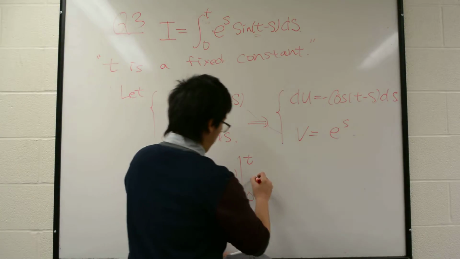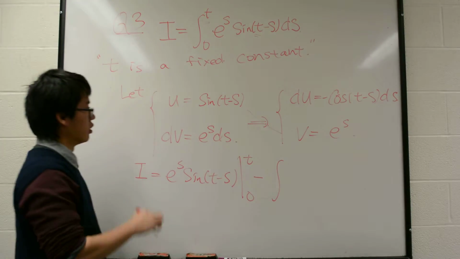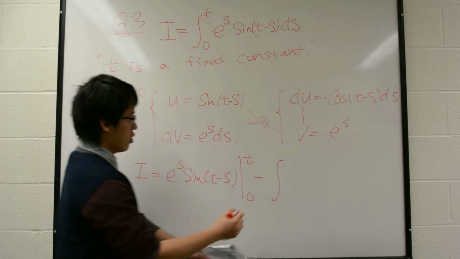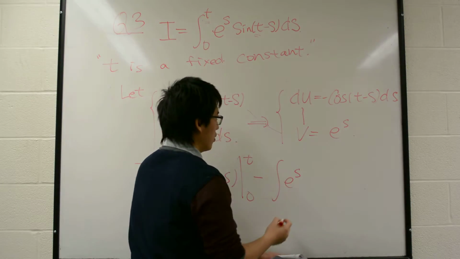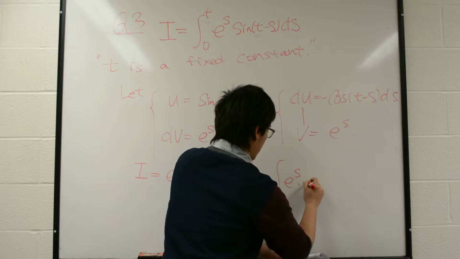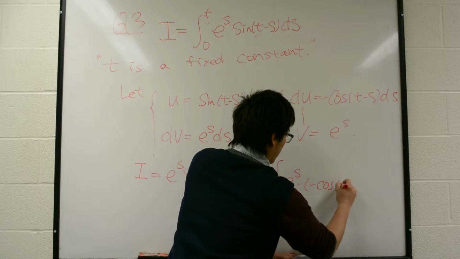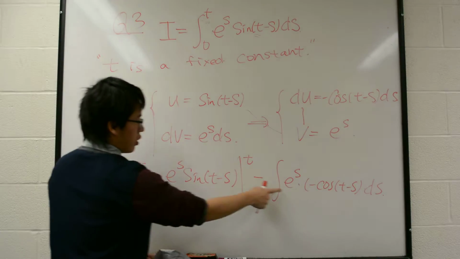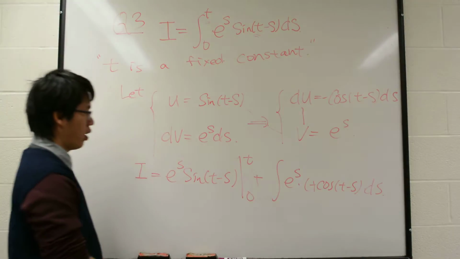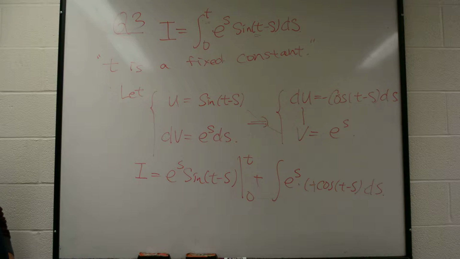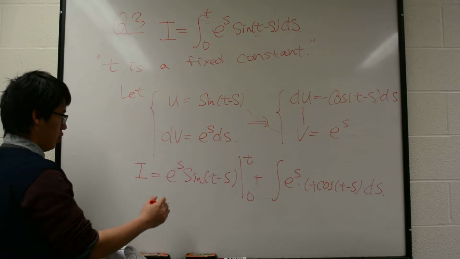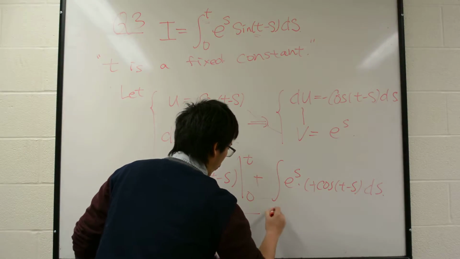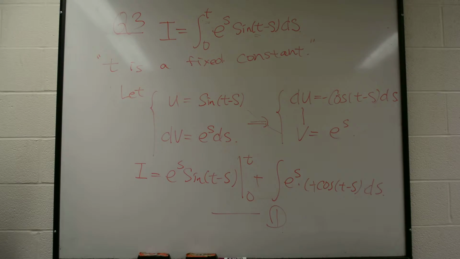And minus the integral of v du. So v du is e to the s times minus cosine(t minus s) ds. And the minus we can make positive. Okay, and we call this equation 1.